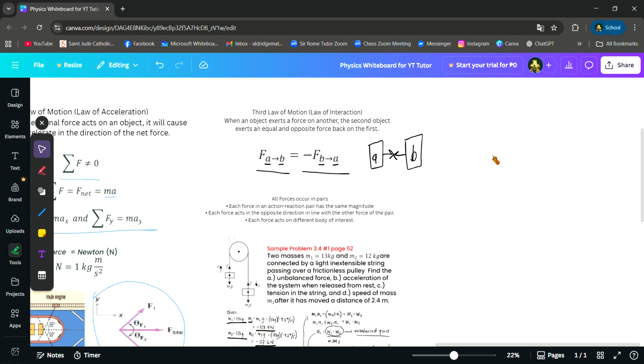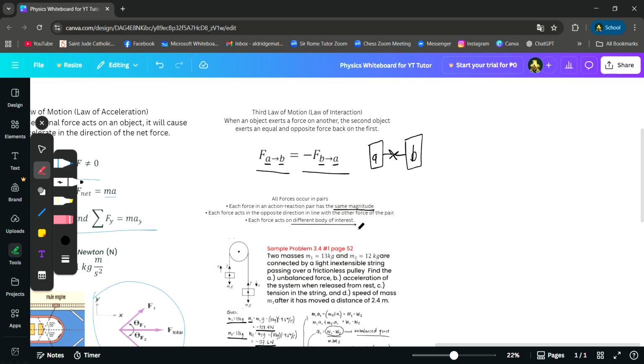Object A and object B are the two objects. Object A exerts a force on object B, and object B will exert the same force, just in the opposite direction, onto A. That's why the forces do not cancel. According to the law, all forces occur in pairs. Each force in an action-reaction pair has the same magnitude. Each force acts in the opposite direction in line with the other force of the pair. Each force acts on different bodies of interest.